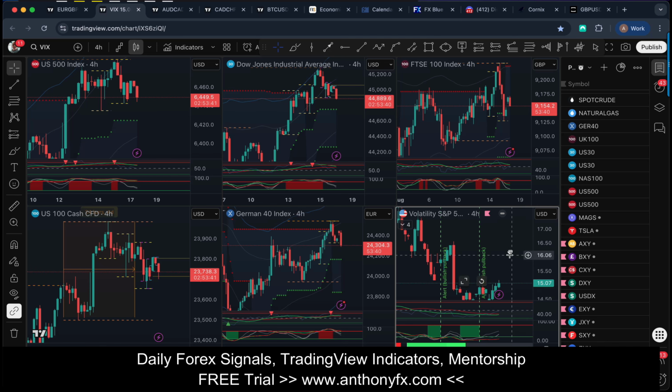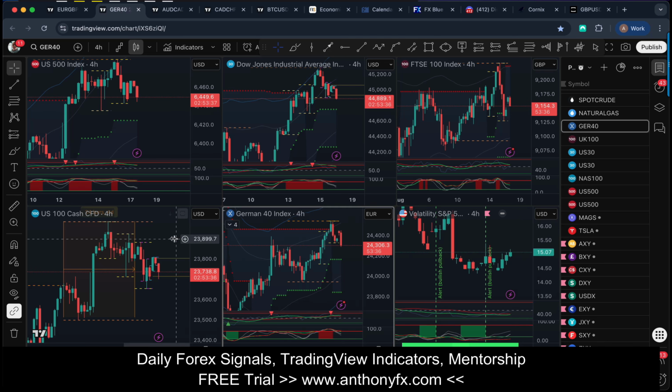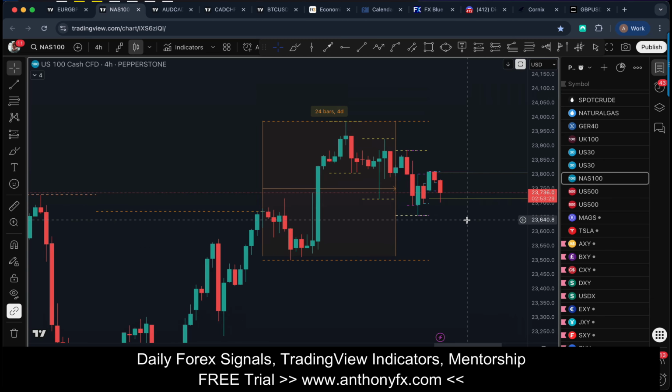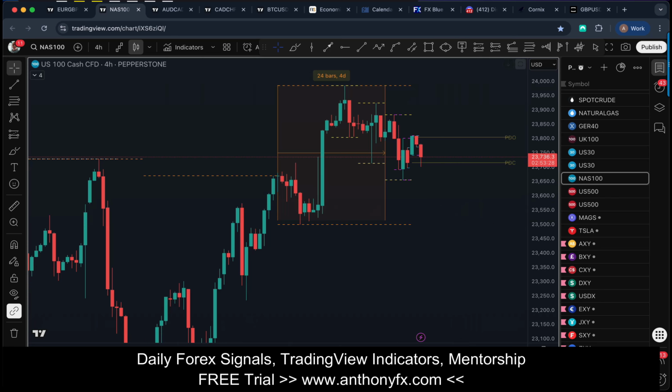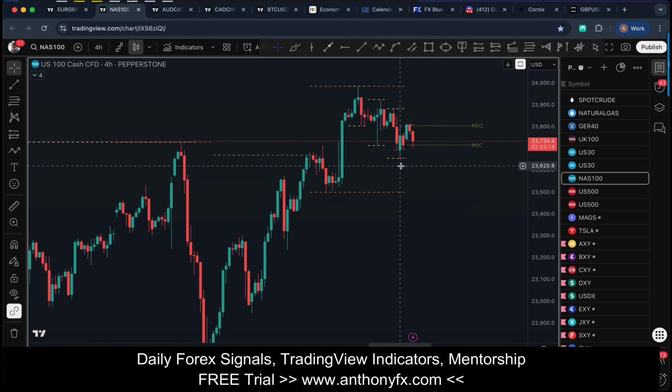Yeah, the VIX is pulling up. Okay, so there's a bit of fear in the market at the moment. So this would strengthen the yen if this continues down. But what we do have is low to high pullback, low to high pullback, low to high pullback. But this is a little bit different, this one.